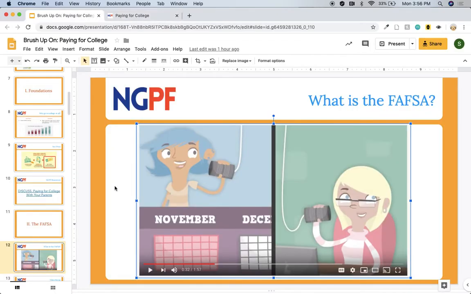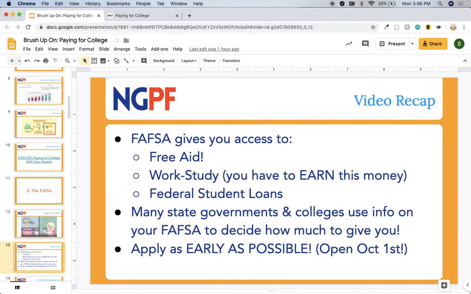All right, so that video does a really great job of breaking down what the FAFSA is, and again, that is in one of our lessons. So just as a recap, the FAFSA gives you access to free aid, like scholarships and grants, and it gives you access to work study. Keep in mind that students have to earn this money through a job. And then obviously it also gives you access to federal student loans. Keep in mind that private loans are completely separate.